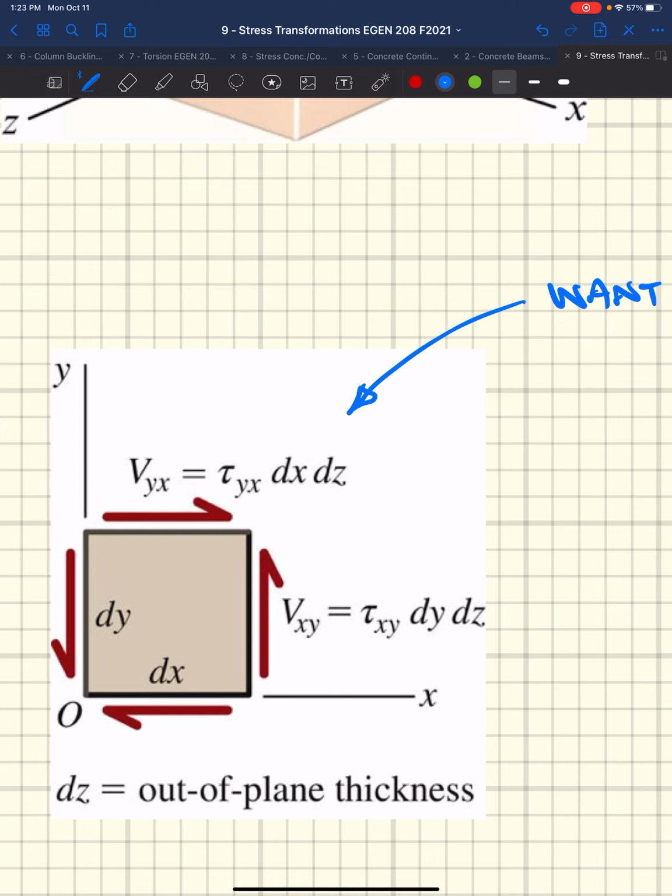So if we know that tau xy, that would be shear stress on the x face in the y direction. Both of these are tau xy. We know that our shear is tau xy times dy, which is the height, the length. The width or the thickness is dz, that's in and out of the page. So we would end up getting our shear force.